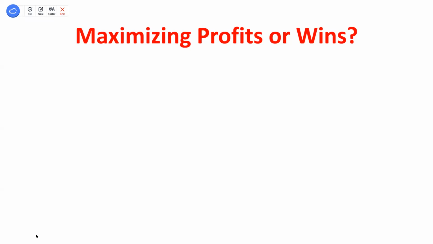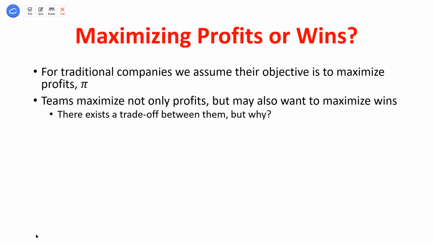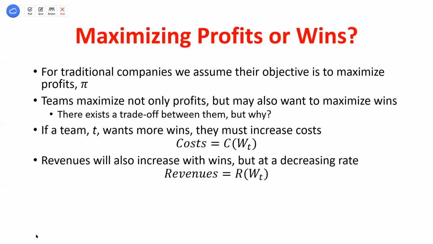So what is this going to look like? How can we model this? For traditional companies, we think they're going to maximize profits. However, we might want to maximize wins. There's a trade-off. I can already mention why, right? Because wins are costly. As I want to win more games, my costs are increasing. In fact, they're increasing at an increasing rate. We saw these marginal costs were increasing that I had before. We also have revenues as a function of wins, but it's doing so at a decreasing rate.